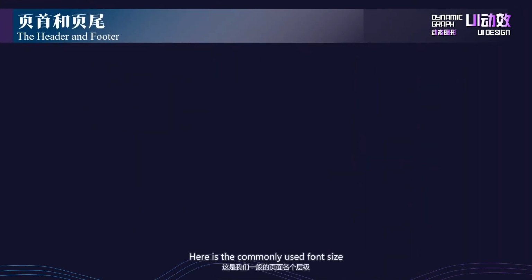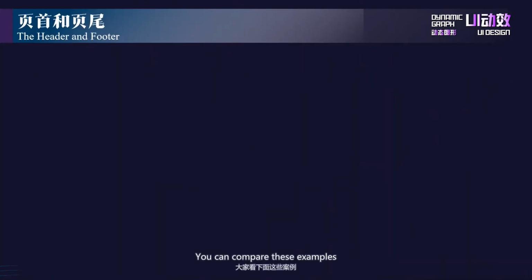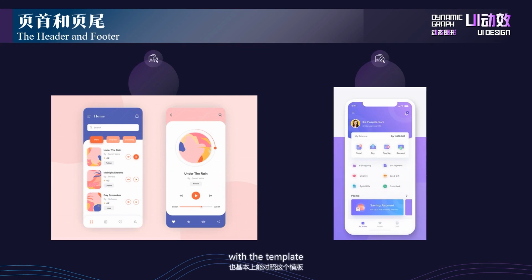Here is the commonly used font size for each level of a web page, including the header and footer. You can take a screenshot for reference. This template represents a common design model for the header and footer of a web page. You can take a screenshot too. Different contents and sections can have various styles for the header and footer. You can compare these examples with the template.